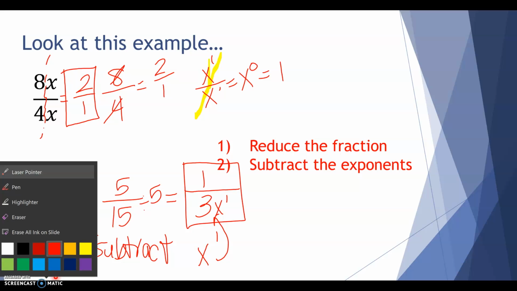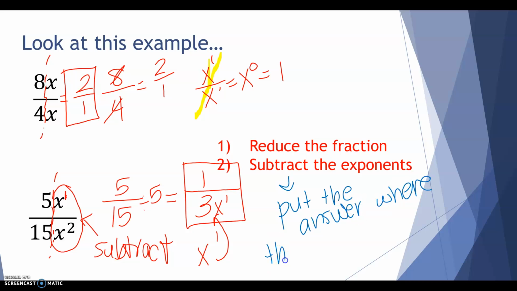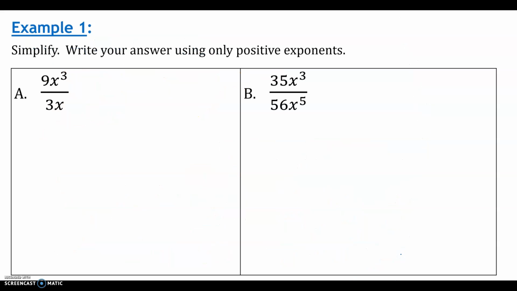But basically, you reduce the fraction, so here are your steps. Draw your dotted line, subtract your exponents, and then put the answer where the bigger exponent was. Okay, and you'll see that throughout the rest of these examples. So this is the concept. So let's look at this one.